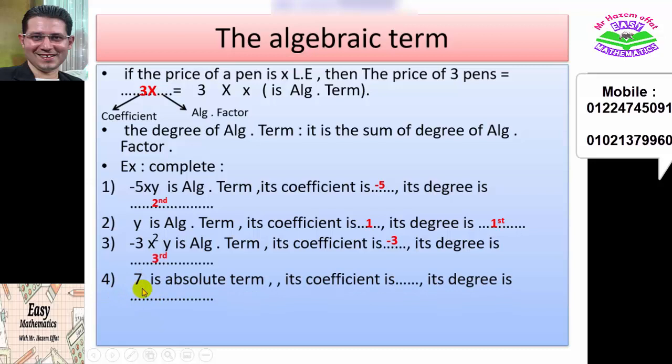Number 4, we have here just the number 7. This is a special case. We can say 7 here is an absolute term. And what about its coefficient here? It is equal to 7.